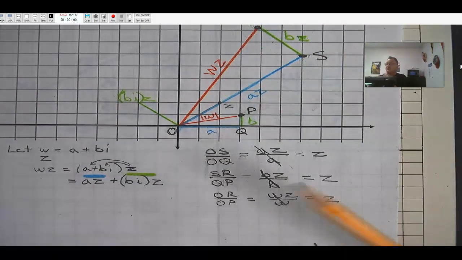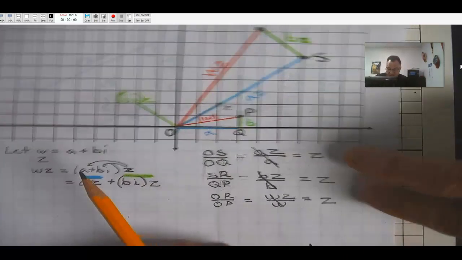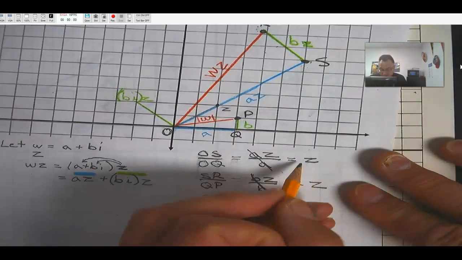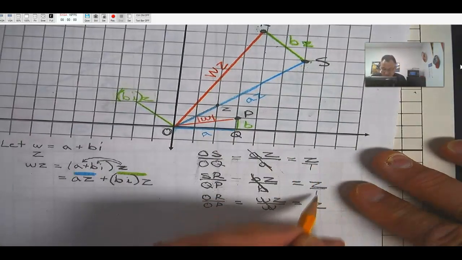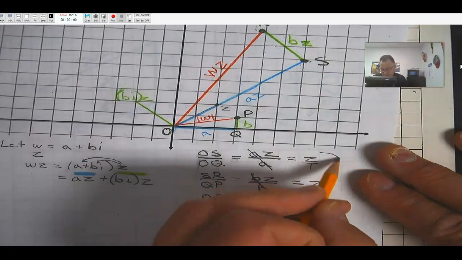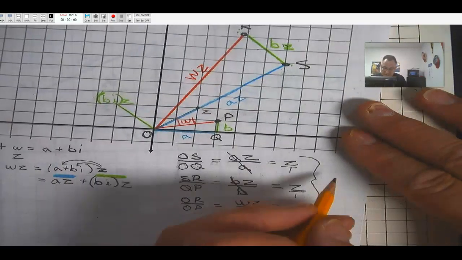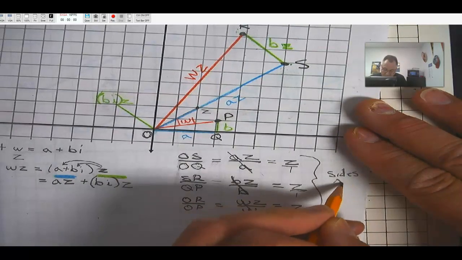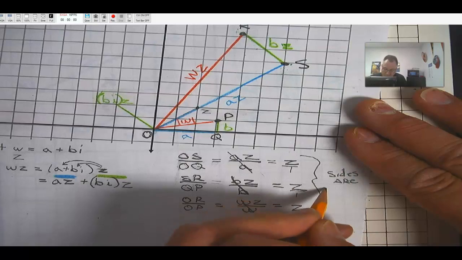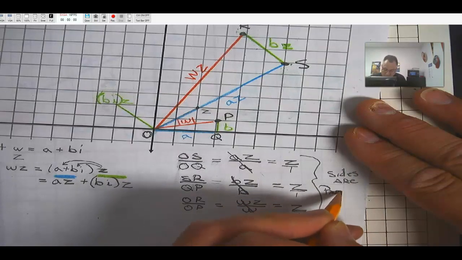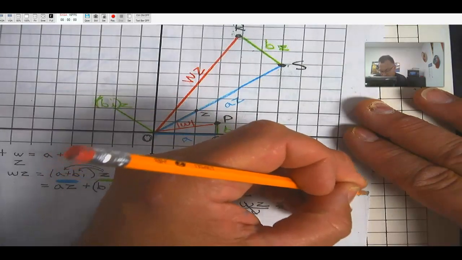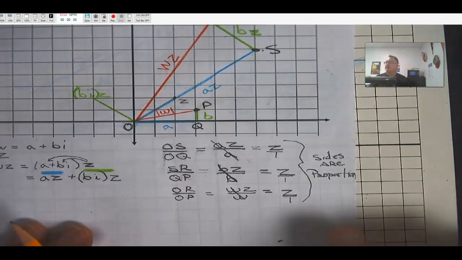In this case, what did we do to the sides? So we're getting the same proportion. You see the ratio here is the same. When I simplify that, it's Z over 1, Z over 1, Z over 1. So we can say the sides are proportional. That says the sides are in proportion.